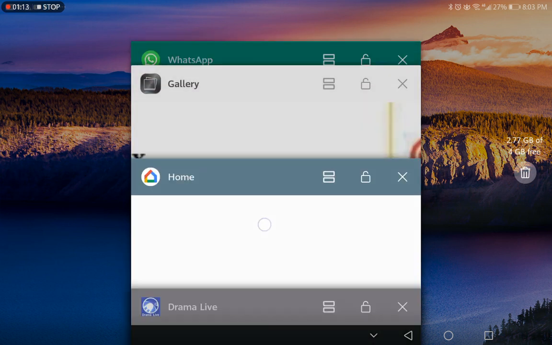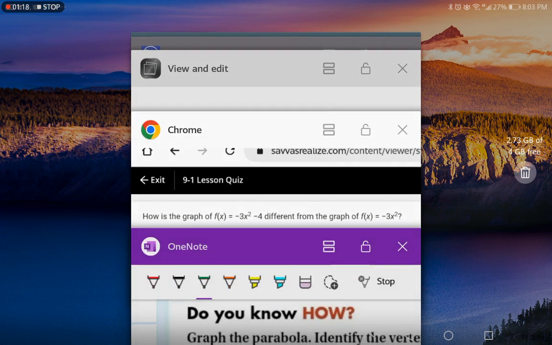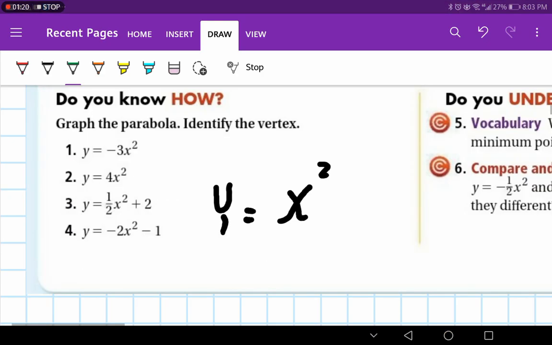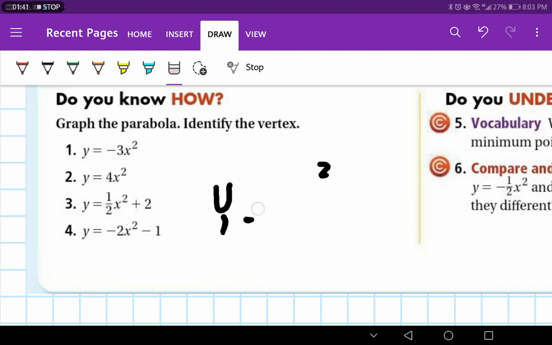And it has a graph, my dear student. Its graph looks like this, the big U. This is the parent for all quadratic equations. Okay, let us start: how can we graph any quadratic function?